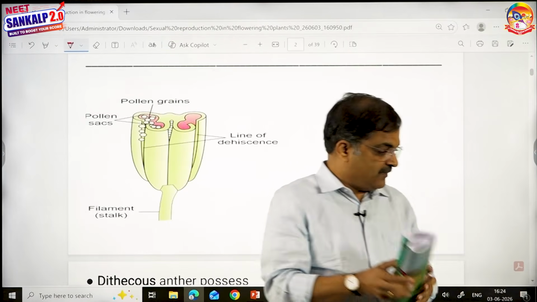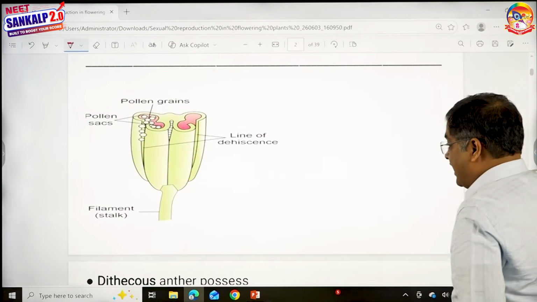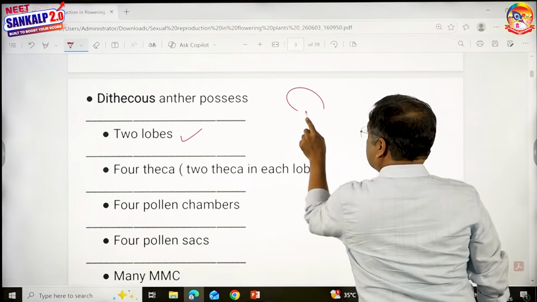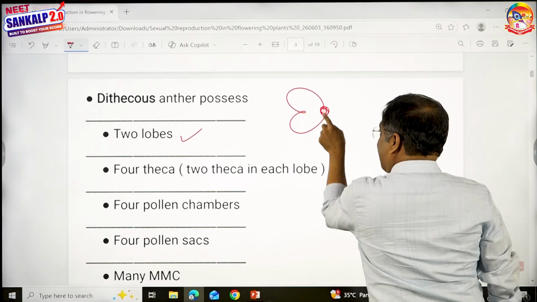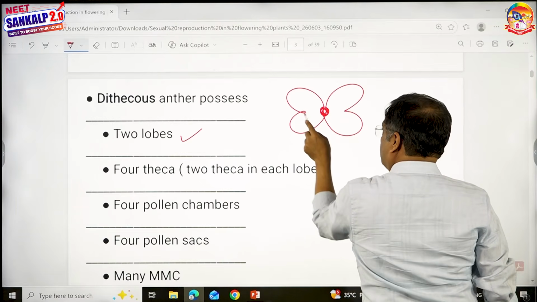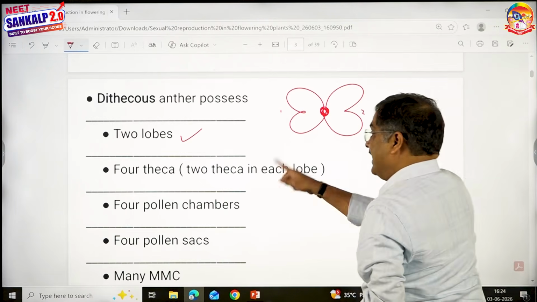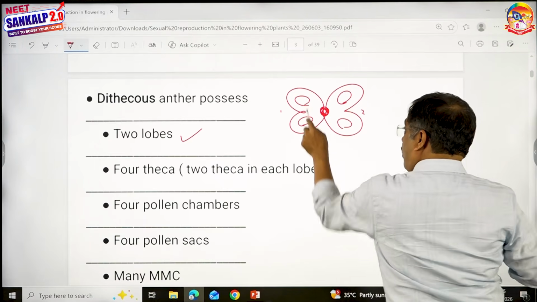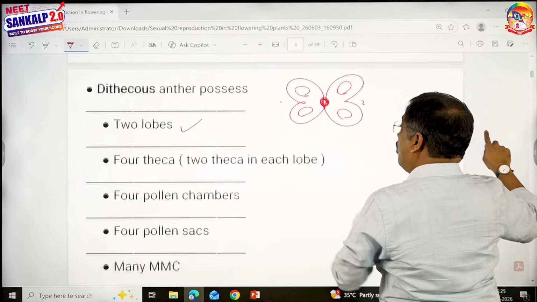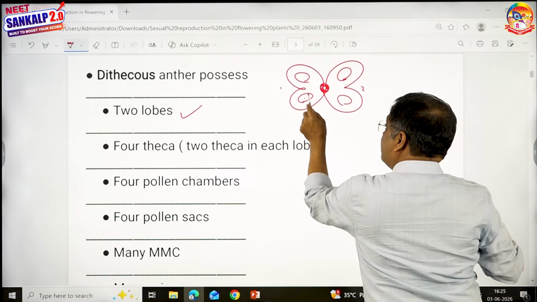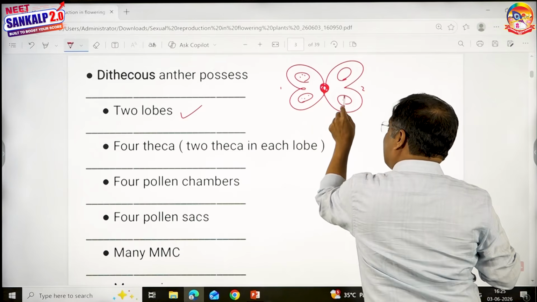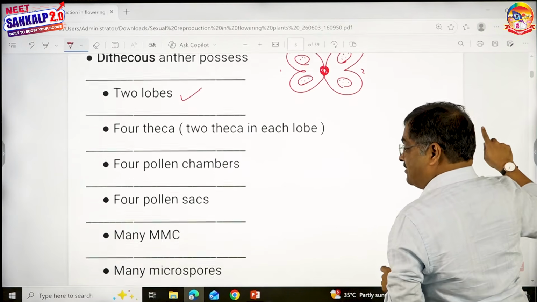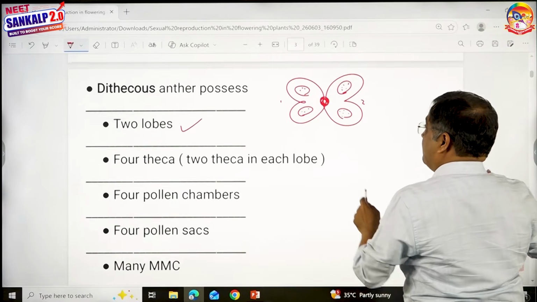So a typical anther, now I'm going to show you. A typical dithecous anther produces 2 lobes. Yes, this is one lobe. This is the connective. And this is another lobe. So therefore, it has 2 lobes. It has 4 theca, 1, 2, 3, 4. 4 pollen chambers, 4 pollen sacs. It contains many microspore mother cells inside, this sporogenous tissue gives rise to many microspore mother cells. Then they undergo reduction division and give rise to many microspores.